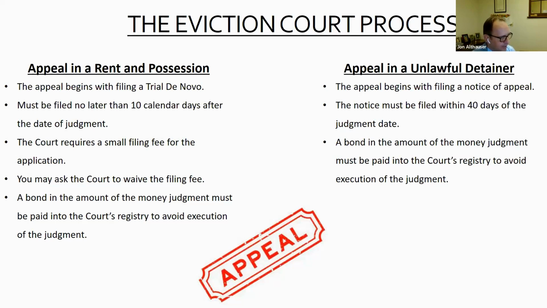There's going to be a filing fee, which could be waived. The biggest thing with a trial de novo or an appeal of an unlawful detainer is that even though it's being appealed or you're going to get a new trial, that judgment that was entered is still good. And unless you post a bond or an amount of money for the amount of money owed under the judgment plus rent that accrues, right?